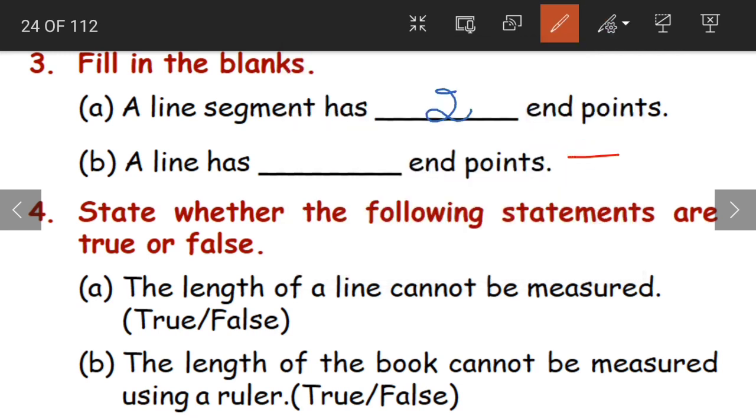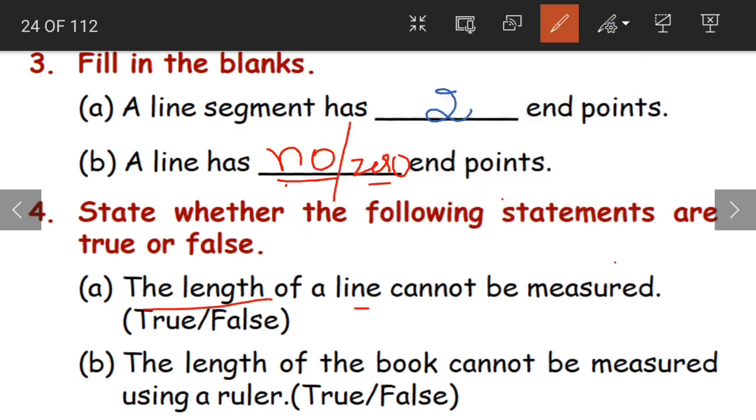Now coming to question 2. A line has dash endpoints. This is a line. Does a line have any endpoint, children? We have already discussed. No. A line has no endpoints, or a line has 0 endpoints. It can extend indefinitely on both the sides. There is no end to it. Is this clear? So a line has no or 0 endpoints. Coming to the true or false statements.